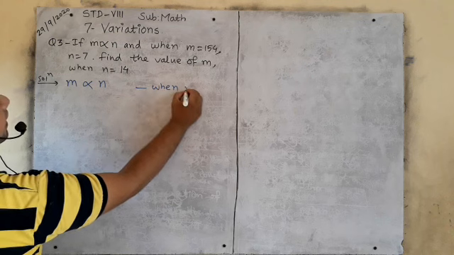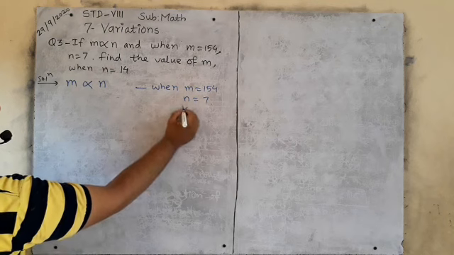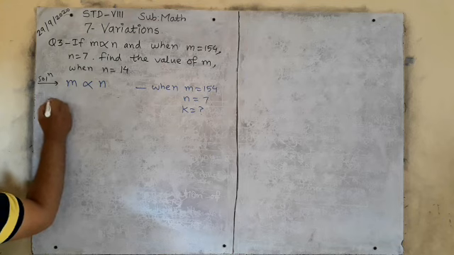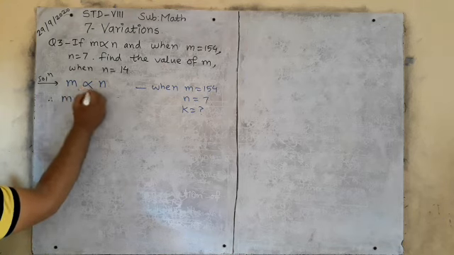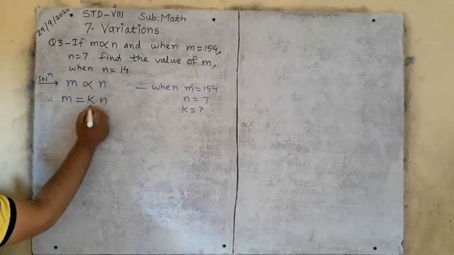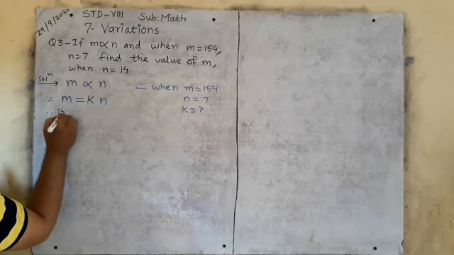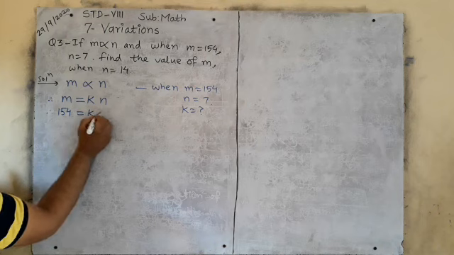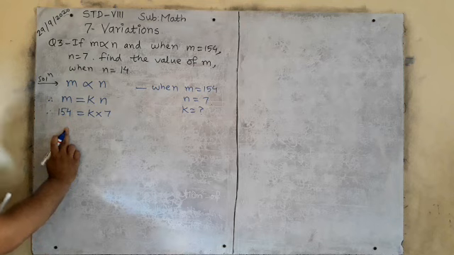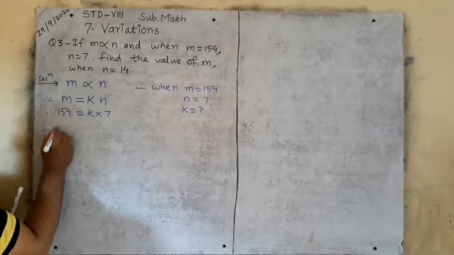Okay, and when m is equal to 154, n is equal to 7, then what do we have to find? K. So how do we write it? M is, in place of alpha, we will write equals k and n. So kn is multiplication. Now put these values. 154 is equal to k into n value, which is 7. So this 7 will come here and it will divide. See, this 7 is in multiplication form. This 7 will come here, it will divide.